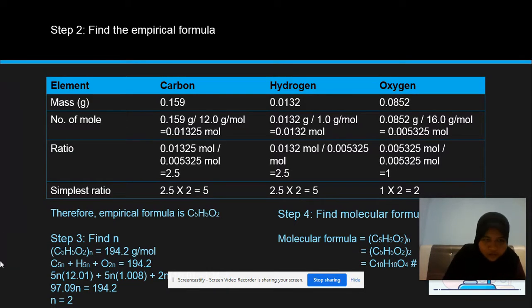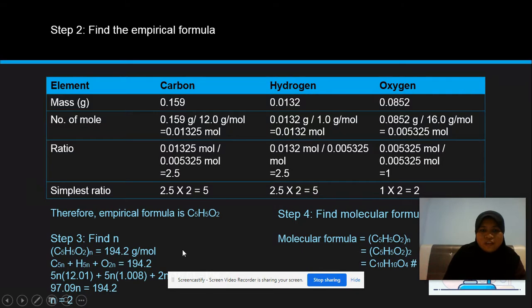So, it's given that the molar mass of dimethyl phthalate is 194.2 gram per mole. You can find this value from the question. So how to find the value of N? Just do like this: C5N plus H5N plus O2N, equate with 194.2. Then finally we get N equal to 2.